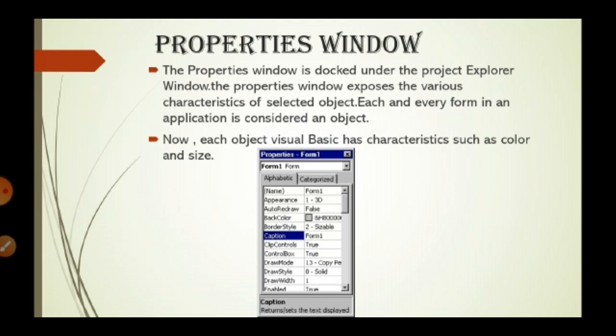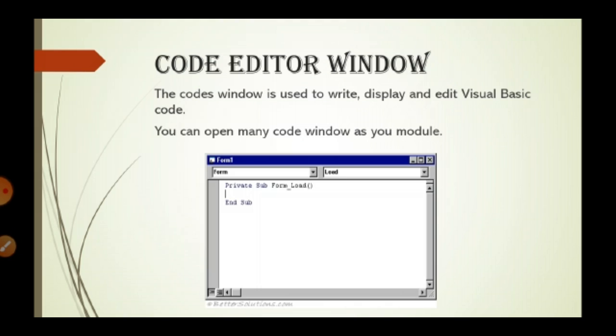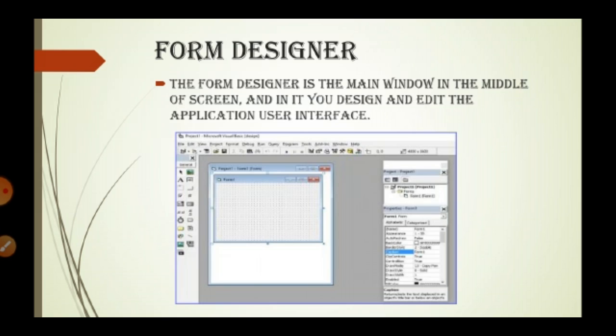Now next one is code editor window. The code window is used to write, display, and edit Visual Basic code. You can open as many code windows as you need for your modules. It means we can write our application code in this window, as this image shows.